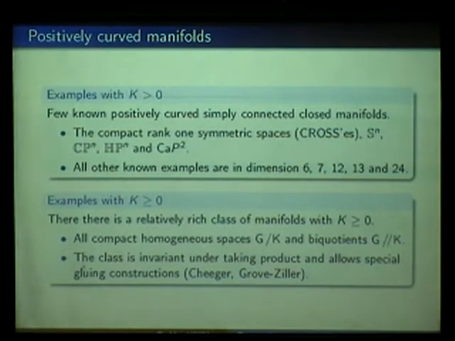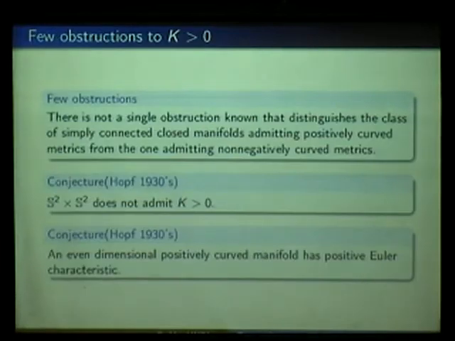But on the other hand, there's no explanation for this, none, right? So there's not a single obstruction known that distinguishes these two classes in the simply connected case, right? So the fundamental group is quite different, but in the simply connected case, no single obstruction is known to distinguish these two classes. Two of the oldest conjectures in the field are related to exactly this problem, right?